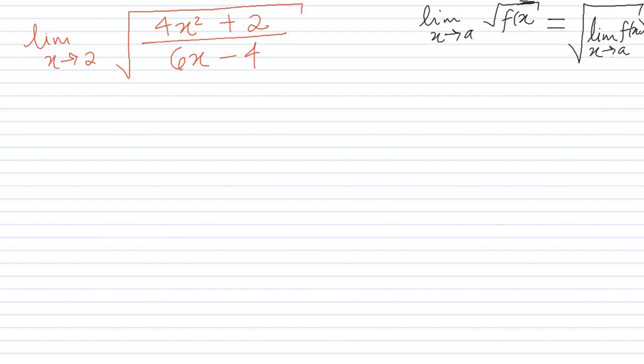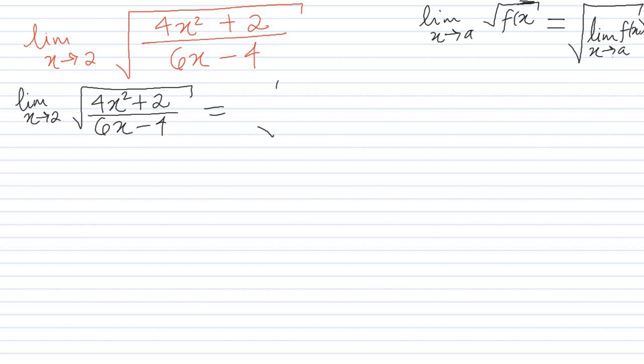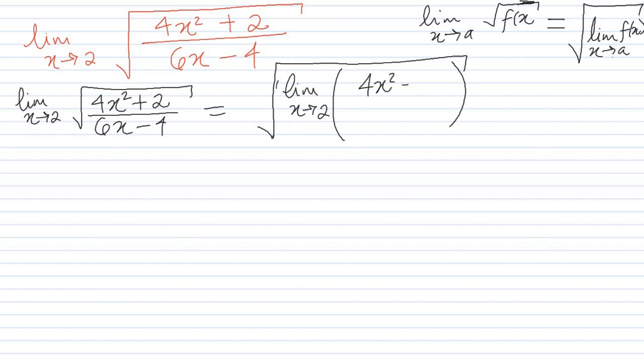So what you're going to end up with is the limit as x goes to 2 of the square root of 4x squared plus 2 divided by 6x minus 4, which is the same thing as the square root of the limit as x goes to 2 of this function here, 4x squared plus 2 over 6x minus 4. So that is basically it.